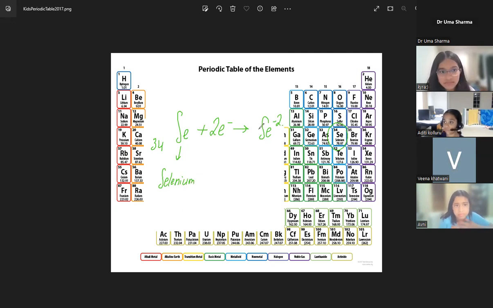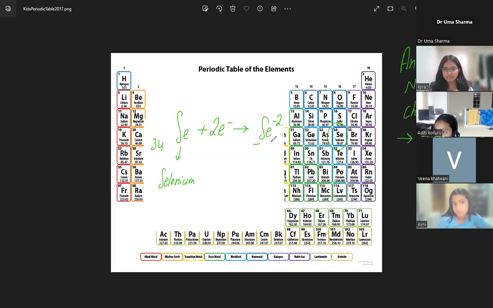Now, is this anion or cation? Anion. What is anion, Aditi? It has the negative charge. It's a negatively charged ion, right? So remember this, children, a negatively charged ion will have a different name. It will have a suffix "ide" in its name, "ide."